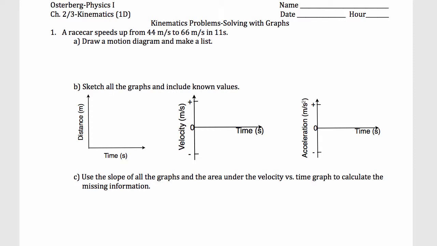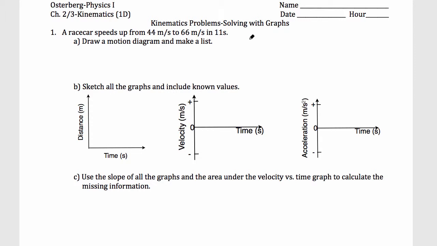Looking at number 1, I'm going to go through how to set up a problem and how to solve it. And I'll go through another example in example 2 because it's slightly different. Remember the first thing to do is to read through the problem and then draw a motion diagram. It says a race car speeds up from 44 meters per second to 66 meters per second in 11 seconds. So there's a lot of information there.